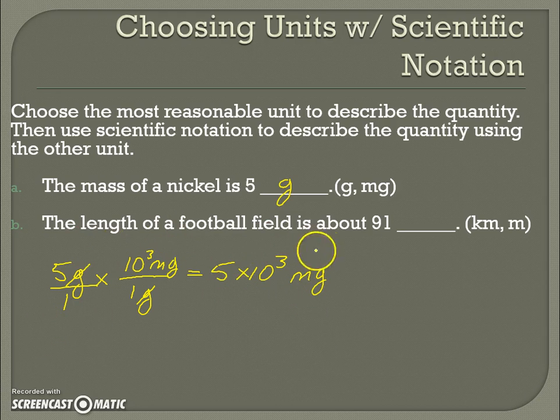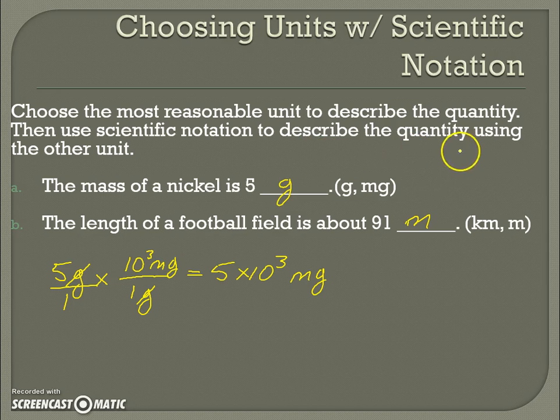You could do this on this one. The length of the football field is about 91. We could use kilometers, we could use meters. Kilometers more closely related to a mile. Okay, so it's not quite a mile, it's less than a mile, but it's a long distance term. A meter is a little bit more than a yard. So if we're looking at a football field, meters is going to be the value that makes more sense.